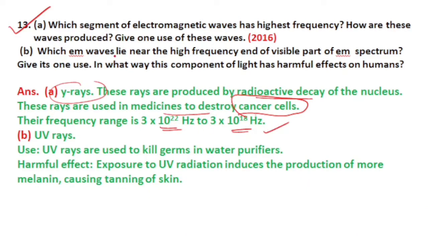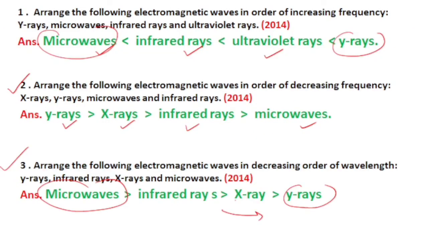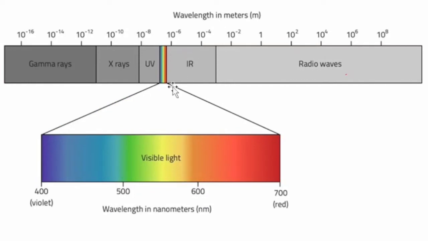Which electromagnetic waves lie near the high frequency end of visible part of electromagnetic spectrum? Visible part of electromagnetic spectrum means this one. So which electromagnetic radiation lies near the end of this visible part? This side, lower side ultraviolet, and higher side infrared rays. So ultraviolet and infrared rays.